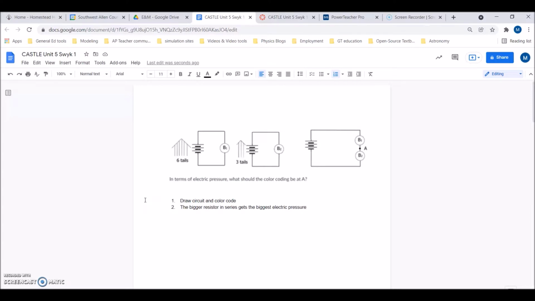And if you're wondering why that is, for the bigger resistance, in series, they both have the same flow through them. So in order to get the same flow through them, the bigger resistor is going to require more pressure to get that flow to go through it.